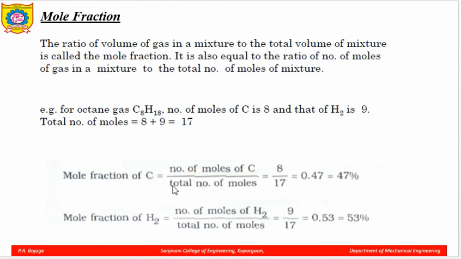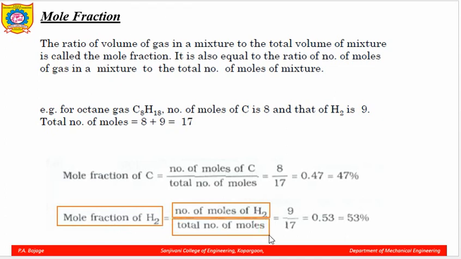Similarly, for the mole fraction of hydrogen, you want the number of moles of hydrogen, that is H2, upon the total number of moles, that is 17. 9 upon 17 comes out to be 0.53, that is 53%.